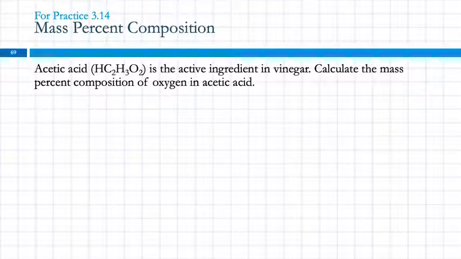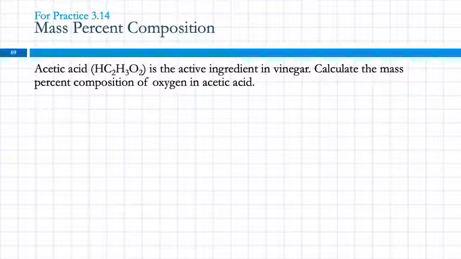So let's do an example. Acetic acid is the active ingredient in vinegar. Calculate the mass percent composition of oxygen in acetic acid. What kind of an acid is this? It's an oxyacid. It has oxygen in it. If we cover up the H, C2H3O2, that's one of those polyatomic ions, acetate. You change the -ate to -ic, and you get acetic acid.